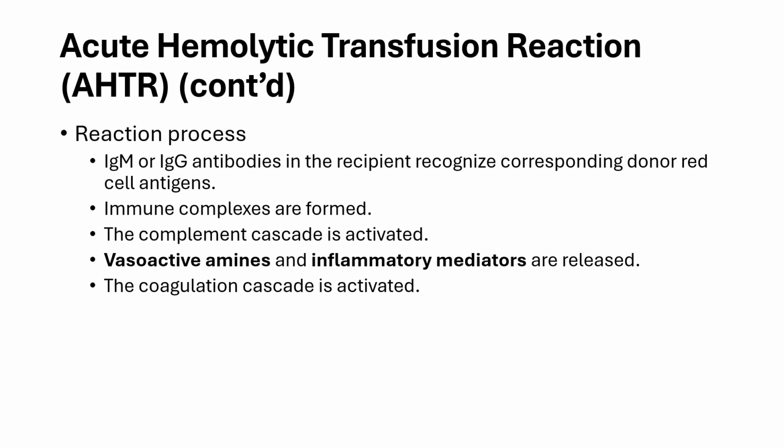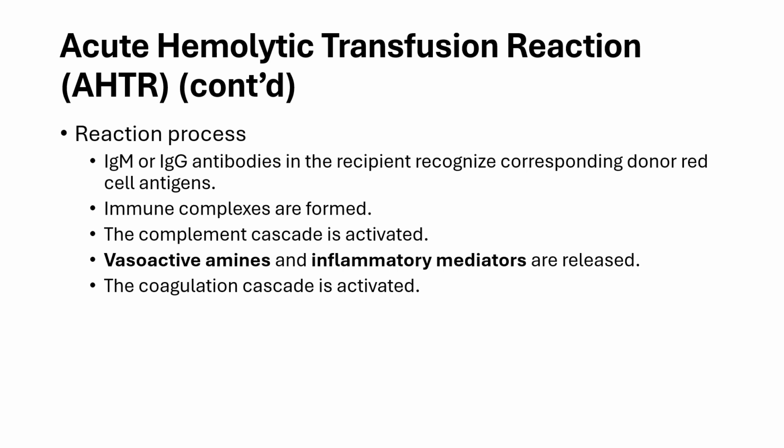These immune complexes activate the classical complement pathway, which results in membrane attack complex formation and intravascular hemolysis of donor red blood cells. And then there is the release of inflammatory mediators. Complement activation triggers the release of vasoactive amines, like histamine or serotonin. It also can activate cytokines and prostaglandins. These can cause fever, chills, hypotension, and vascular permeability.